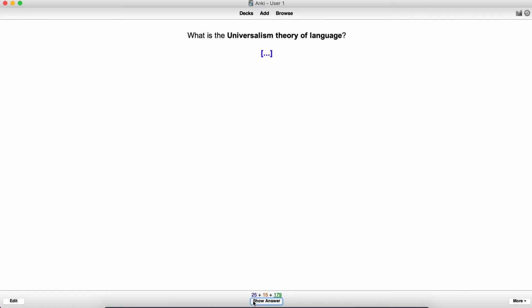The universalism theory of language states that all languages have some similar components, or there's a universal tie to all languages in the universe, on the earth. Okay, this is completely wrong. Thoughts determine languages completely. Your thoughts dictate your language.